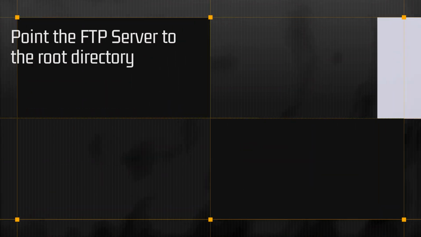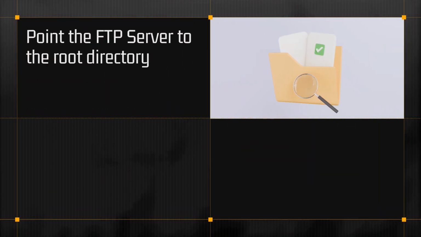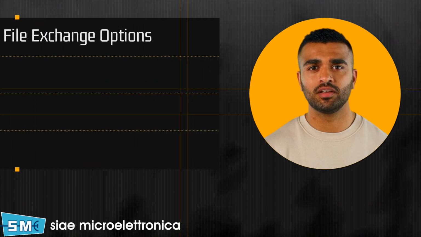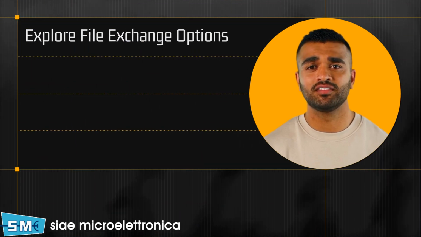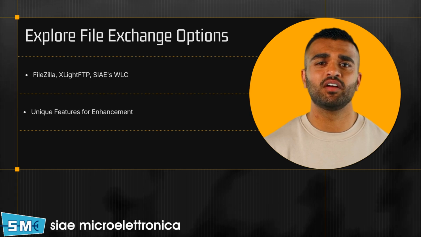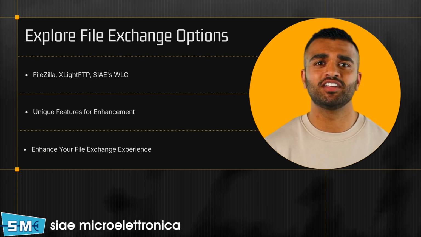Next, point the FTP server's root directory to your desired file exchange location. This setup allows for reliable and efficient file management. Explore FTP server options like FileZilla, Xlight FTP, or CI's WLC utility. Each FTP server offers unique features to enhance your file exchange experience.